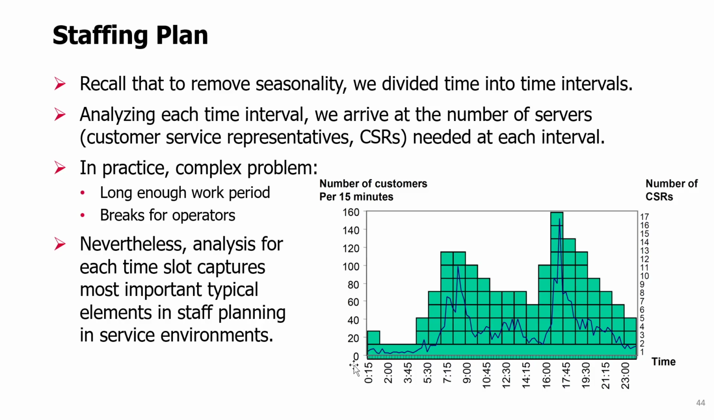And this is overlapping with the blue line here, which is the number of customers arriving per 15 minutes that we expect, right? So if we do this analysis for any time interval, we can come up with the desired number of servers, right? And then we can try to hire enough workers to cover the desired number.